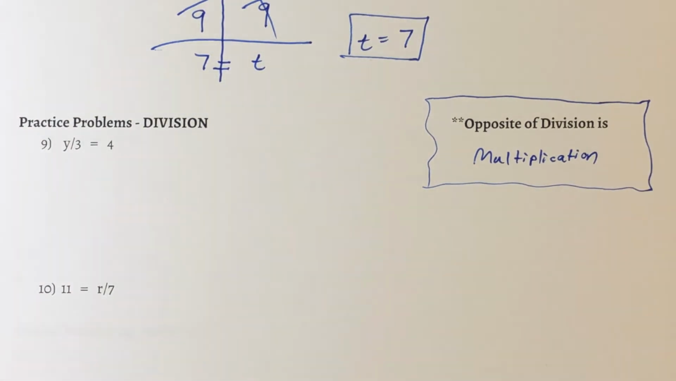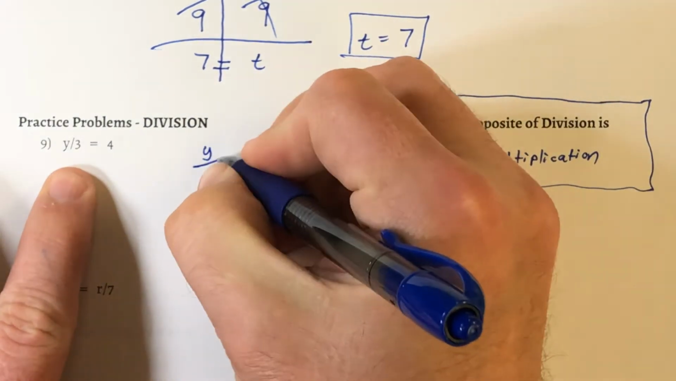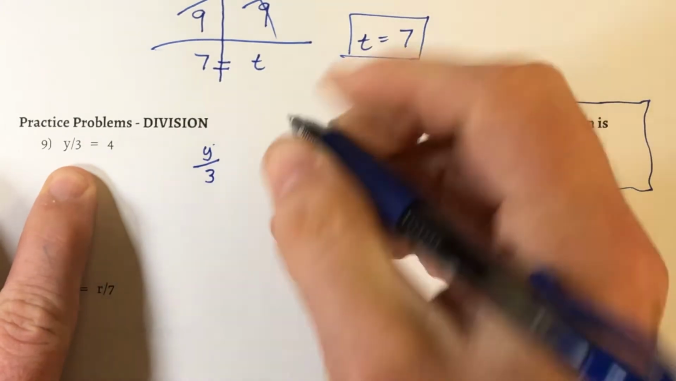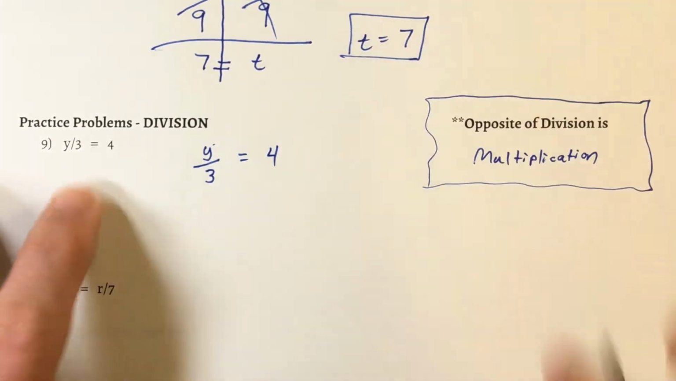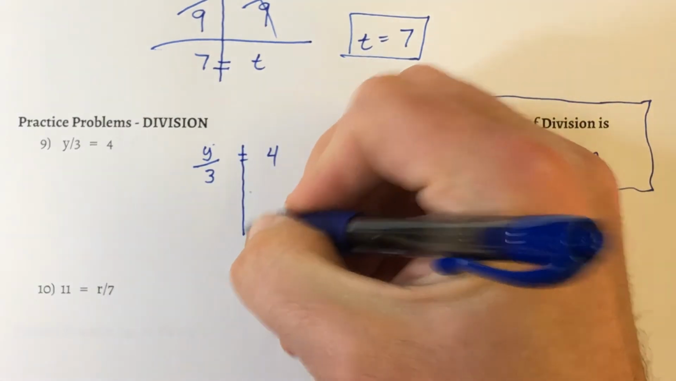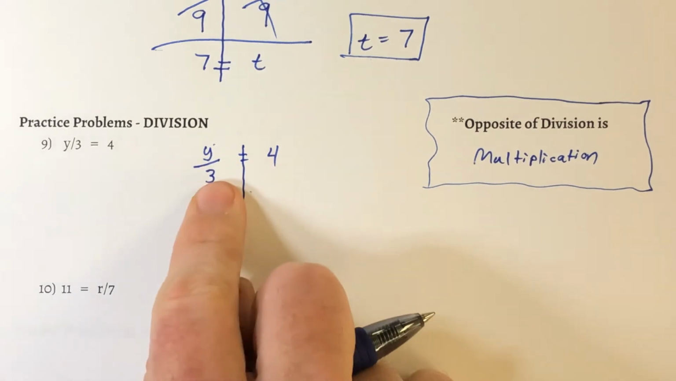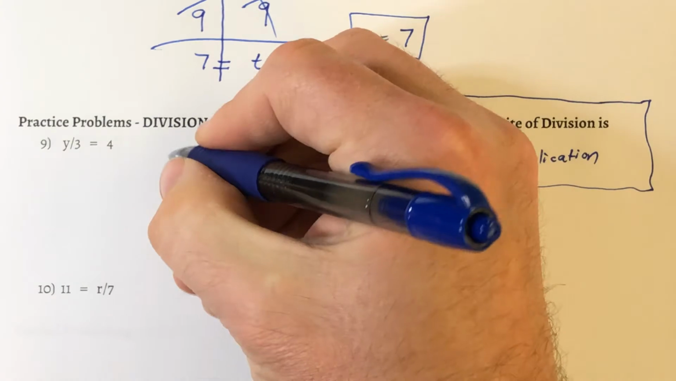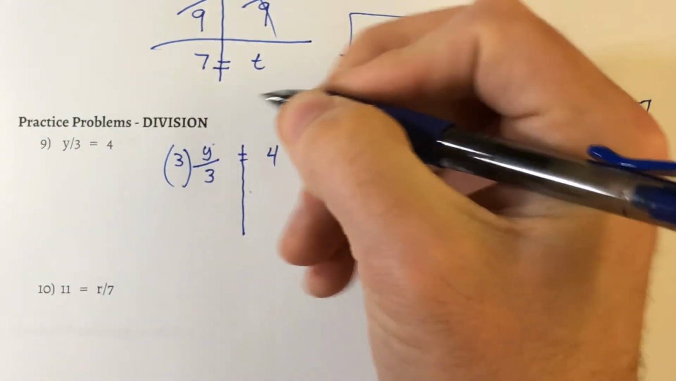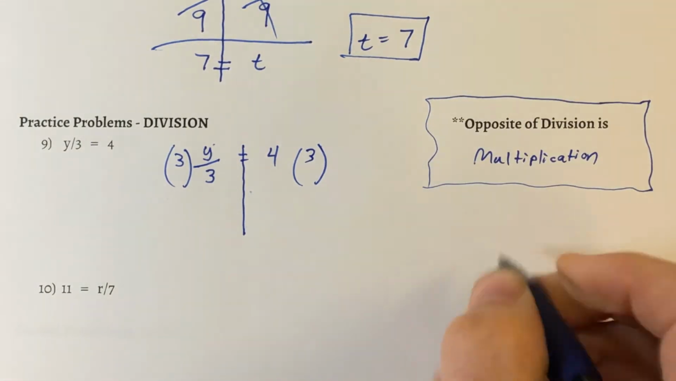So anytime you see division, you are going to want to multiply. First problem, we have y over 3, or y divided by 3, is equal to 4. So what divided by 3 is 4? Our goal is, again, to get the y by itself. So what needs to go away? This divide by 3. What's the opposite of divide by 3? Multiply by 3. What you do to one side, do to the other.